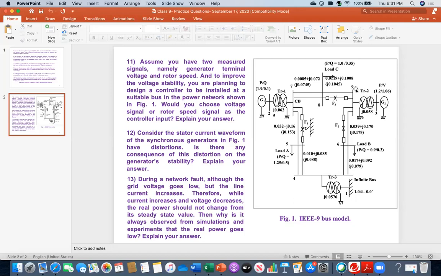Now, this system is running properly. But then you are measuring with an oscilloscope here and here, looking at the signals, the stator current waveform. And you notice that there is a significant amount of distortion. It is not a pure sinusoidal waveform here. Then could there be any consequence of that distortion on the generator stability?